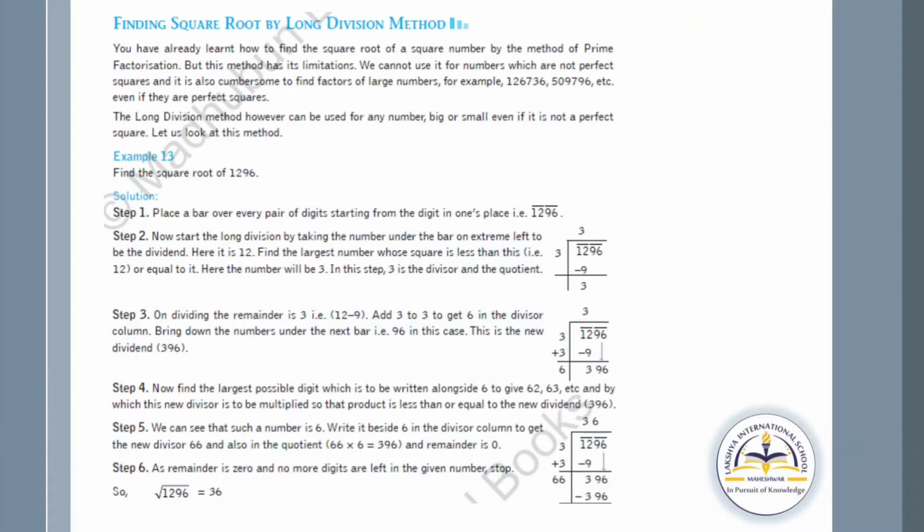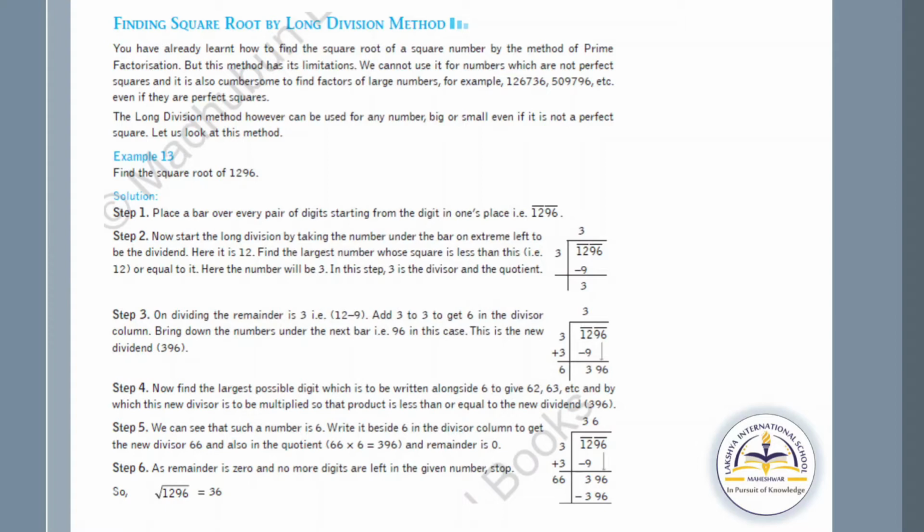So let's see example number 13. Find the square root of 1296. Solution: place a bar over every pair of digits starting from the digit in ones place. Here we have to make the pair from ones place, means from 6 to 1 we have to make pairs of two digits. So here the pairs will be 12 and 96.